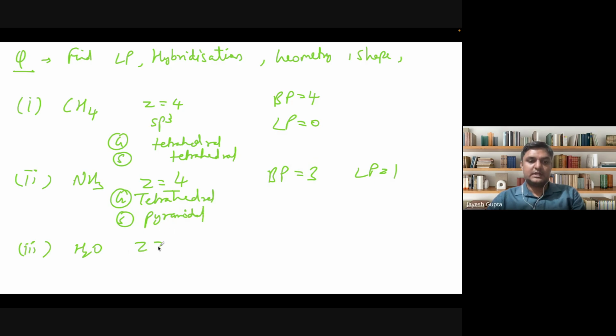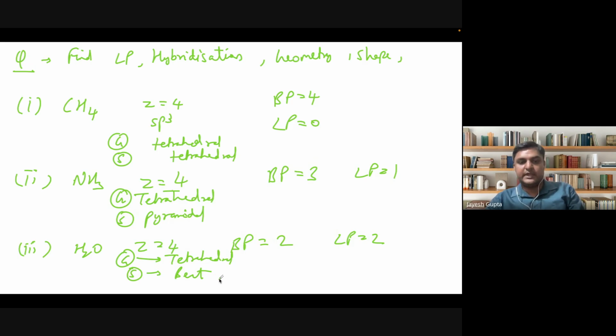Then H2O is also Z is equal to 4. Bond pair here you will be having 2, lone pair you will be having 2. Geometry and shape. So geometry will be tetrahedral and shape will be bent. Okay, very good. So now we will be moving to next one.